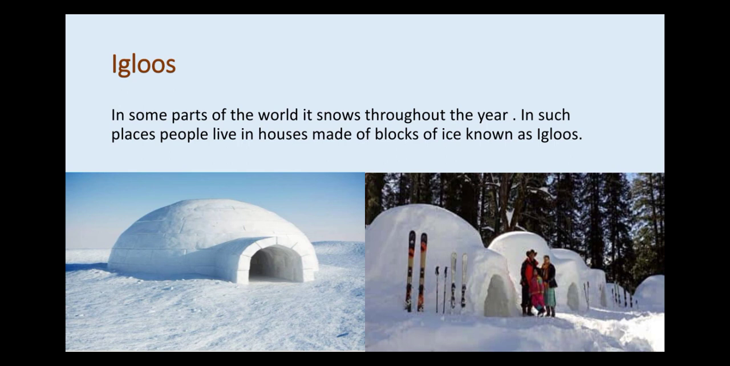Now, look at this. These are pictures. Okay, I have put up two pictures, and this is what? These are igloos. Now, in some parts of the world, it snows throughout the year. That means throughout the year, you will have snowfall. So, what kind of a house should we have then in such places? So, in such places where there is snowfall throughout the year, we have something called the igloo. So, now igloo is basically a house made up of blocks of ice.